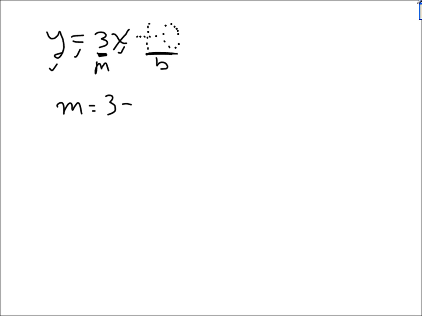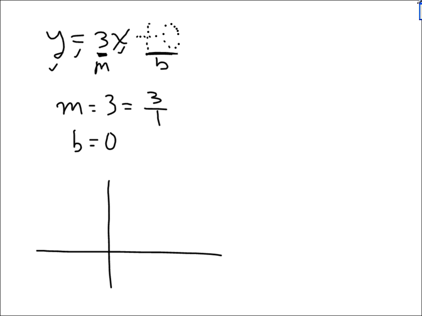M is 3, which is 3 over 1, or 6 over 2, or negative 3 over negative 1. Any way you want to write 3 as a fraction. And b is 0. Okay? So, if b is 0, that means I cross the y-axis at 0. And the top number for the slope is the change in y, and the bottom number is the change in x. So the change in y is 3, I go up 3, and the change in x is 1, I go 1 to the right. And there is your line, y equals 3x.